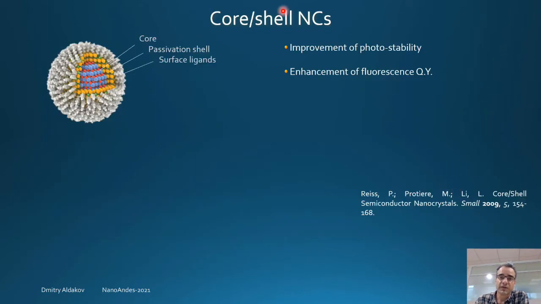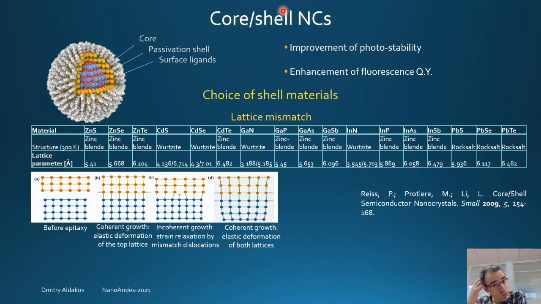So as I mentioned, this shell improves the photostability and it enhances the photoluminescence quantum yield. What should we think about when we choose the shell material? First is lattice mismatch. Not all materials are compatible with each other from the crystallographic point of view. As you know, in a crystal you have a lattice parameter, the characteristic distance between the atoms, and if it's not matched between core and shell material, you can have all types of distortions, deformations, and so on. That's why when you choose the shell for your core, you need to think about matching these lattice parameters.